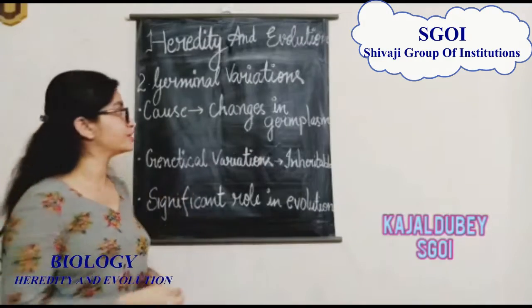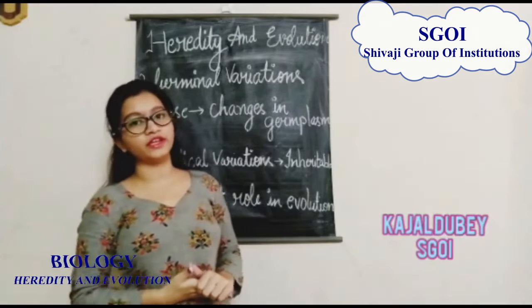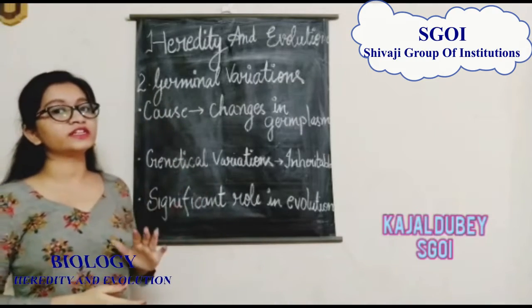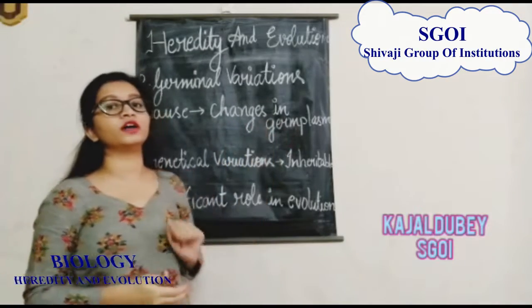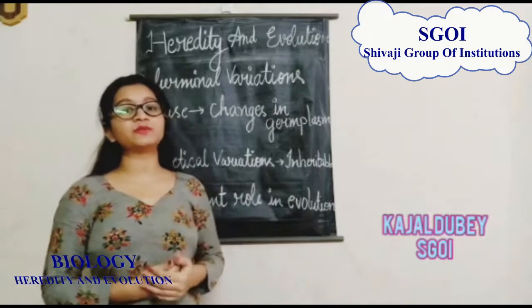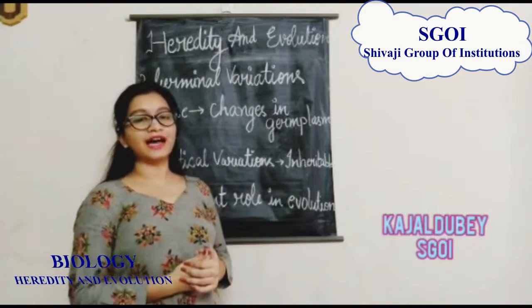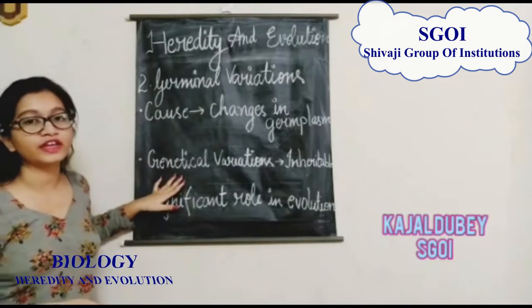The second type of variations are germinal variations. What are the causes of germinal variations? These variations are caused because of changes in the germplasm of the organism, and as you all know, germ cells participate in reproduction. That is why these variations are also known as genetical variations.